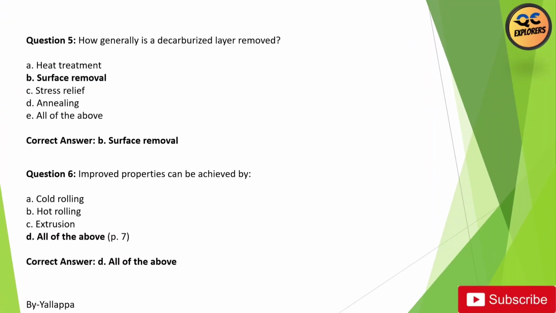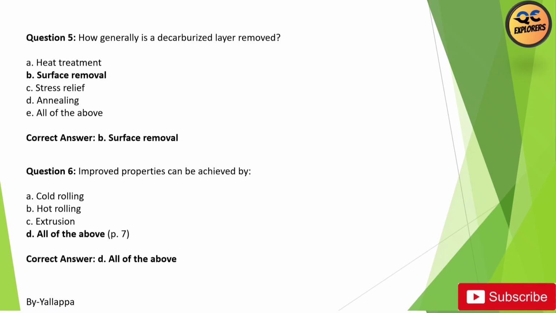Question 5 asks about a decarburized layer. That's when carbon escapes the surface of the steel during heating. Since the chemistry of that thin layer is permanently altered, it is generally removed by B, surface removal, like machining or grinding. Question 6 reminds us that cold rolling, hot rolling, and extrusion can all be used to improve material properties. The answer is D, all of the above.